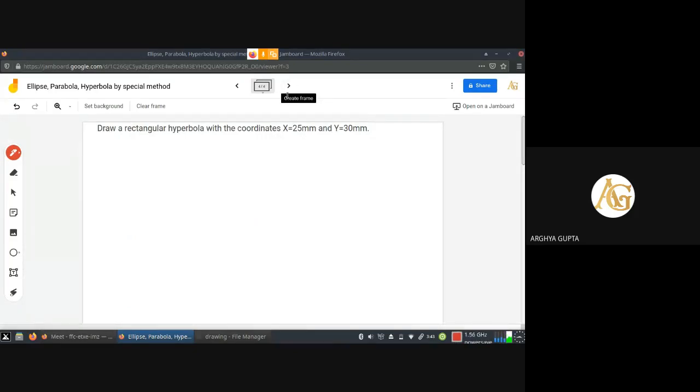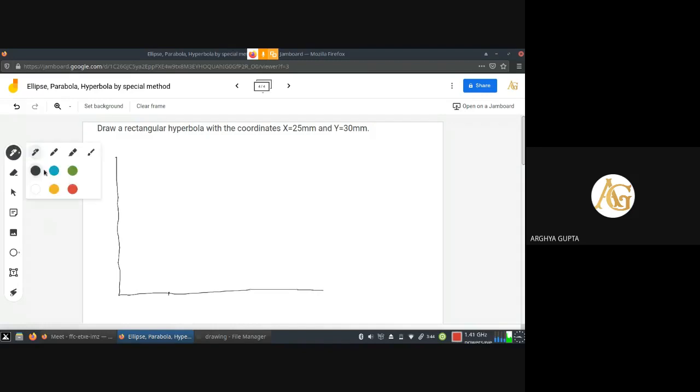Now we have to draw a rectangular hyperbola. This is the special method to draw a hyperbola with the coordinates x equal to 25 mm and y equal to 30 mm. So what does it mean? We need to draw first the x and y axes. So the two x and y axes are drawn. Now x equal to 25 mm means on the x-axis we have to take a 25 mm measurement.